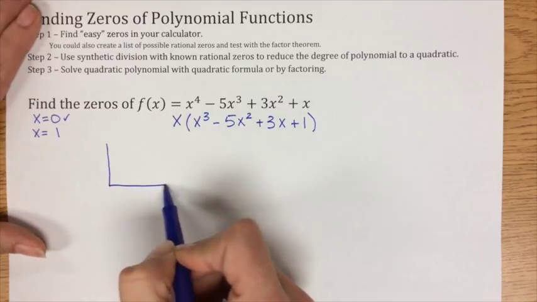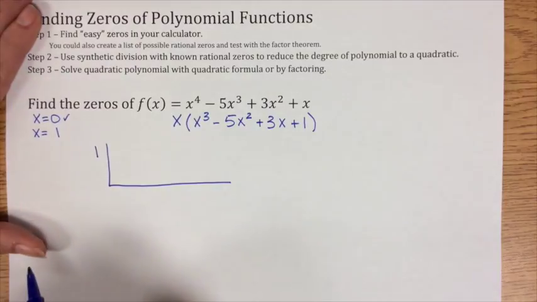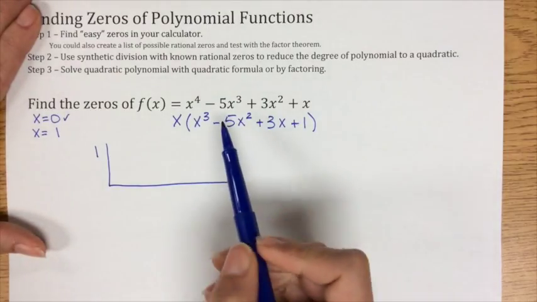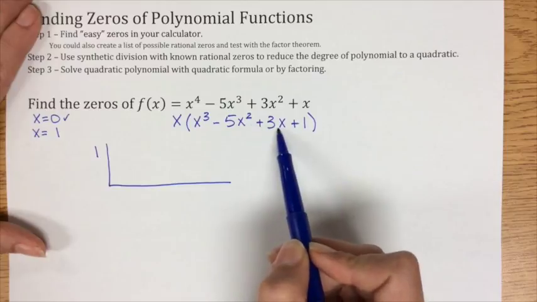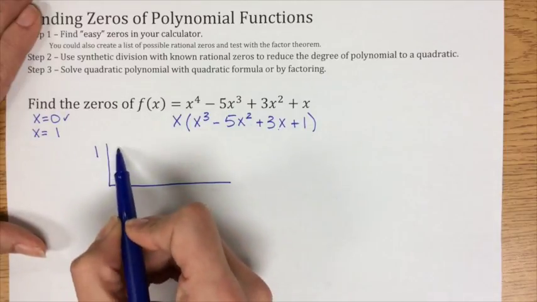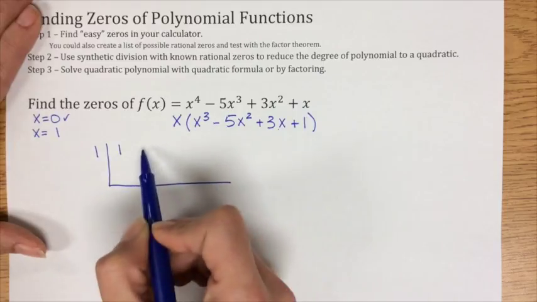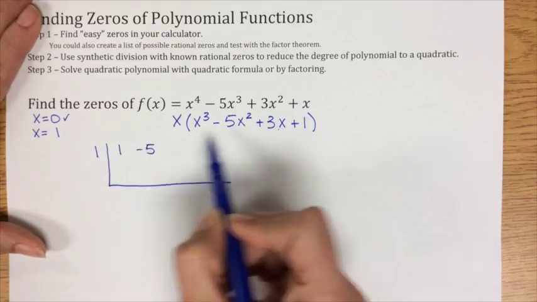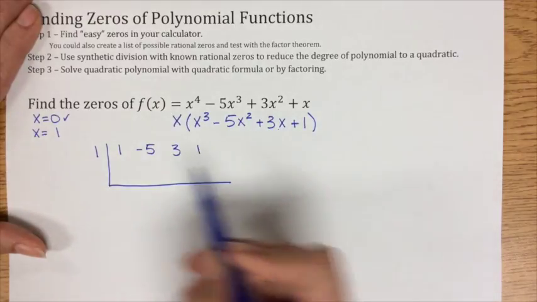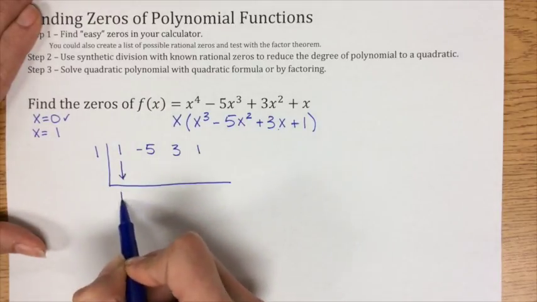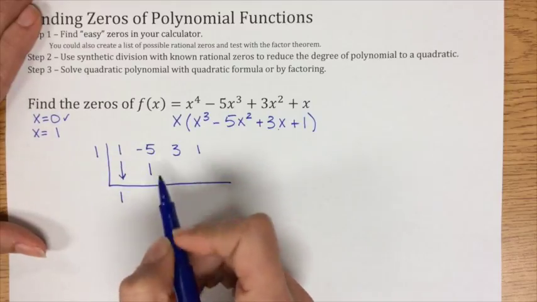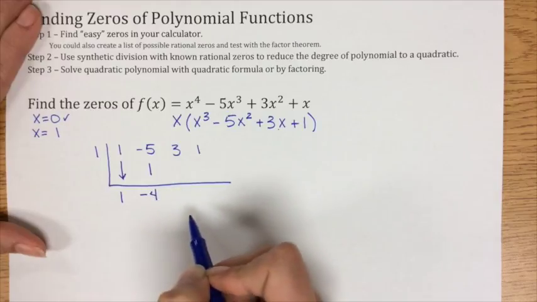So here's the half box. I'll put my 1 on the outside, and I will list my leading coefficients. I want to make sure I don't have a missing term, and I do not, and so then I'm just going to write out my leading coefficients. First coefficient is 1, then -5, then +3, then +1. I'm going to bring down my first term. 1 times 1 is 1. Add down and I get -4.